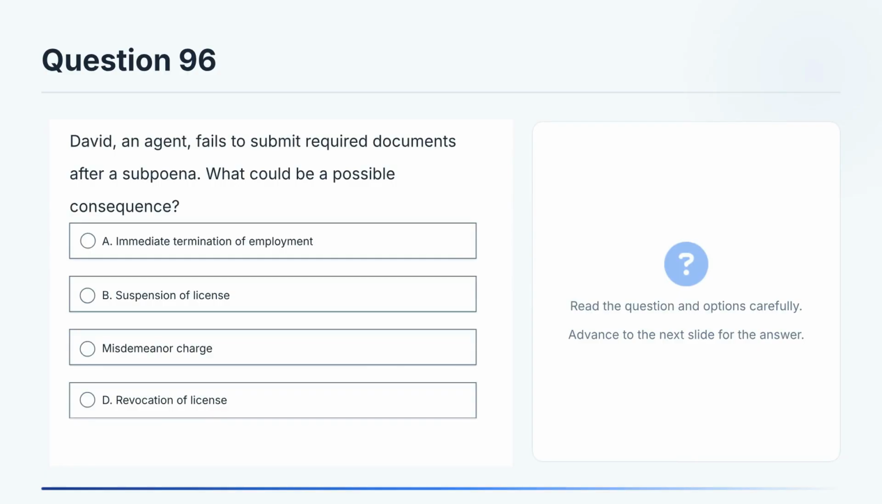Question 96. David, an agent, fails to submit required documents after a subpoena. What could be a possible consequence? A, immediate termination of employment. B, suspension of license. C, misdemeanor charge. D, revocation of license.